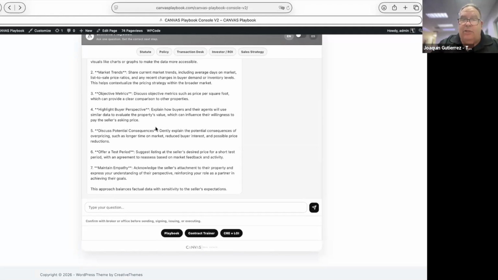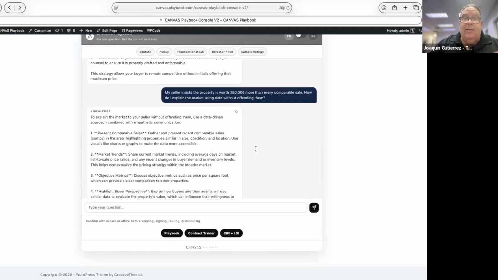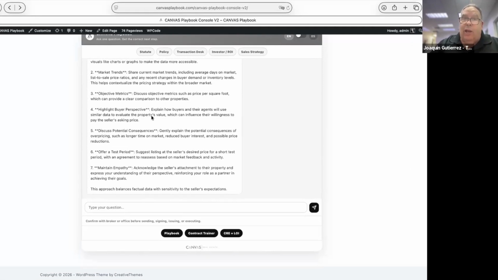Discuss potential consequences, offer a test period, maintain empathy, right? So it's giving you not only the strategy, but it's telling you, hey, keep empathy, acknowledge the seller's attachment to their property, and express your understanding of their perspective, reinforcing your role as a partner in achieving their goals, right? That's okay. So you got that, right? Maintain empathy, great strategy. Now, from here, you can ask another question if you'd like from what was given to you. You've already seen that, but we're going to go on to another question.